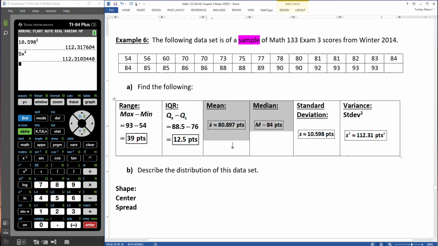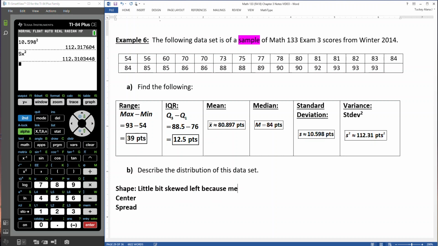It's a little bit skewed left, right? Because your mean is significantly less than your median. I mean, your mean's kind of on the low end of a 3.0, and the median's like right hovering on 3.0 to 3.5 range. So it's a little bit skewed left because the mean is less than the median.